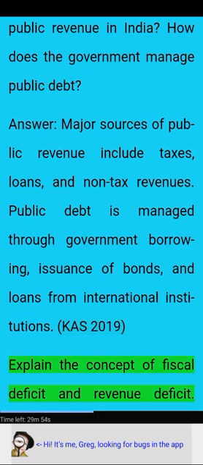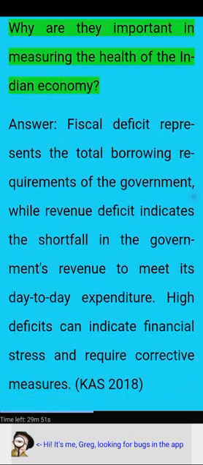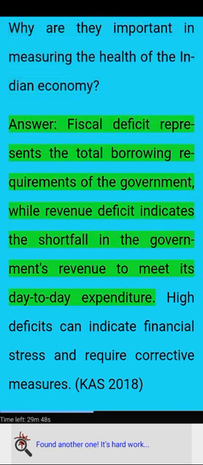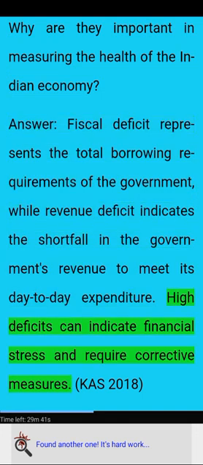CAS 2019. Explain the concept of fiscal deficit and revenue deficit. Why are they important in measuring the health of the Indian economy? Answer. Fiscal deficit represents the total borrowing requirements of the government, while revenue deficit indicates the shortfall in the government's revenue to meet its day-to-day expenditure. High deficits can indicate financial stress and require corrective measures.